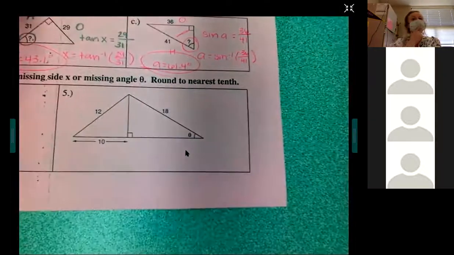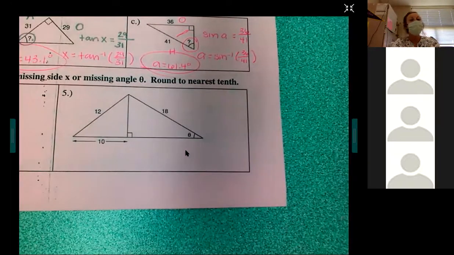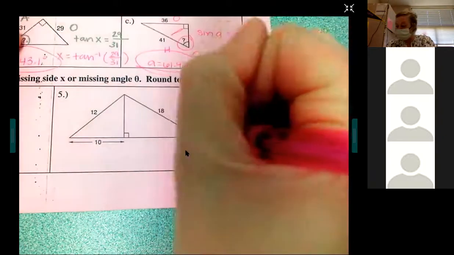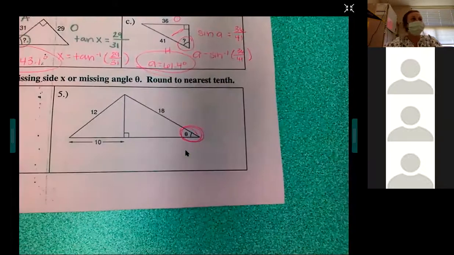For number 5, everybody look. We're trying to find this angle down here. Does everybody agree? So step 1, circle your what? Angle. Sean, pay attention, bud. These are hard. All of them are different. So I just need y'all to watch and do.